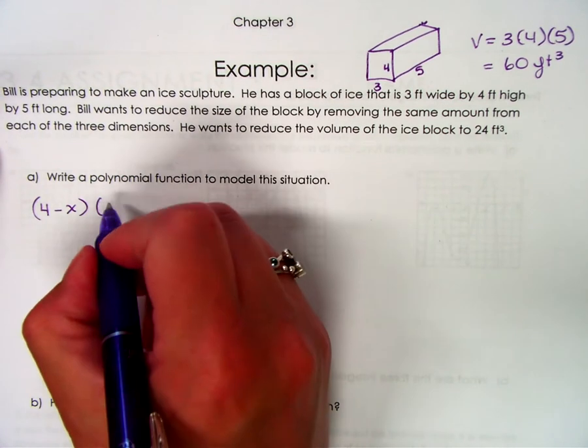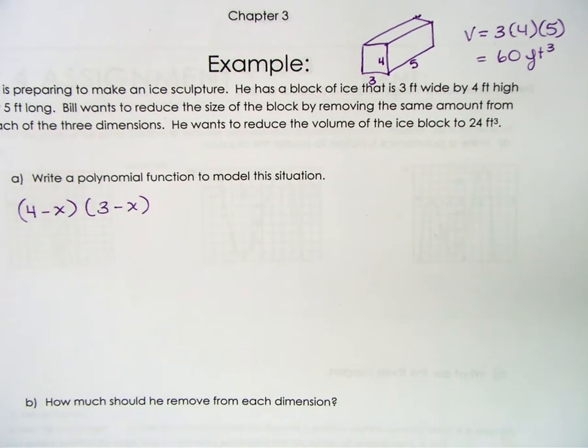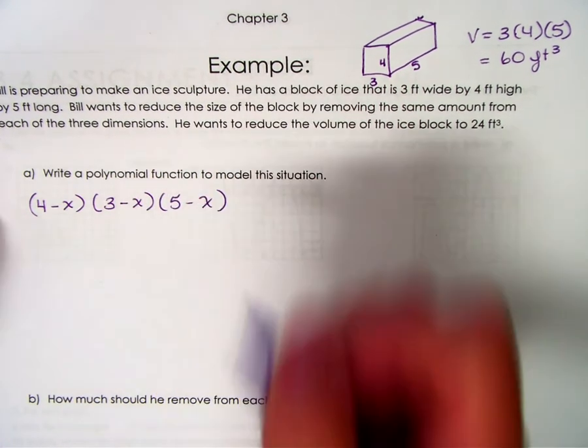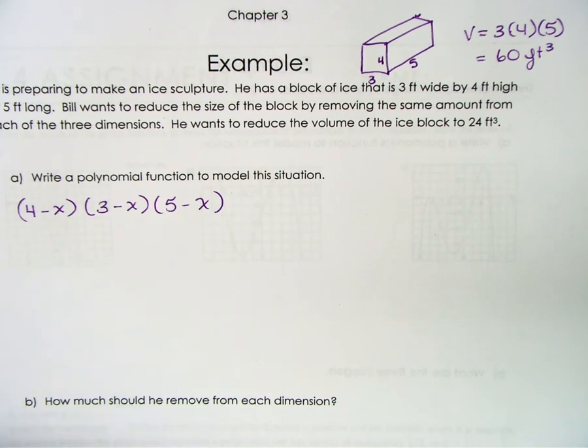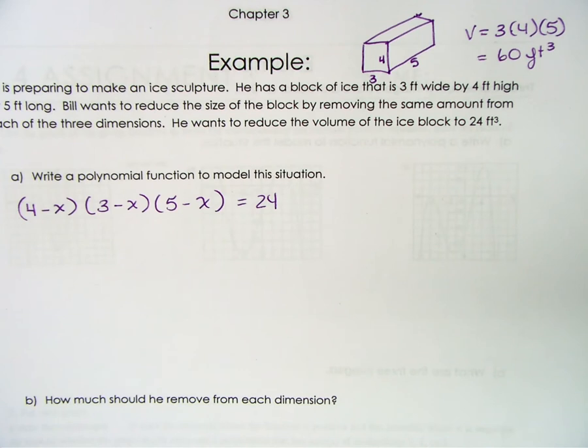And then the width would be 3, and we're going to minus the exact same amount from that. And then the length would be 5 minus the exact same amount. And when multiplied together, that gives me the volume, so that's going to be 24. Got it? And you're just like, oh, well, it's going to be 4, 3, and 5. But it's not, because this isn't equal to 0. You can't factor it yet until you do it. So we're going to multiply.